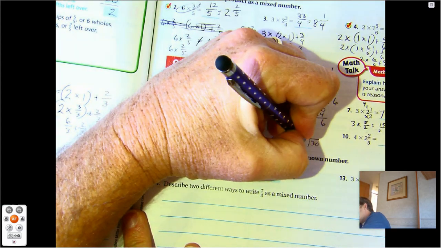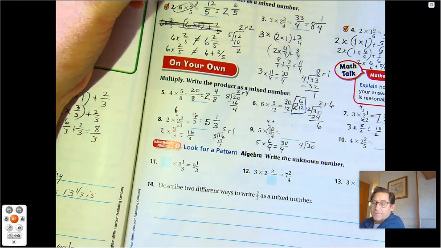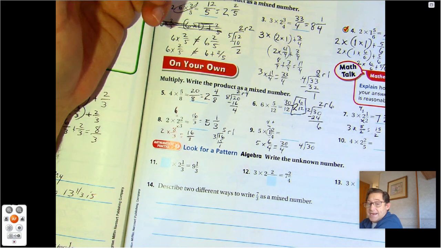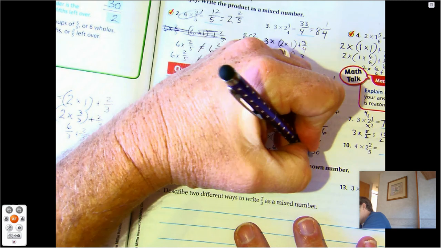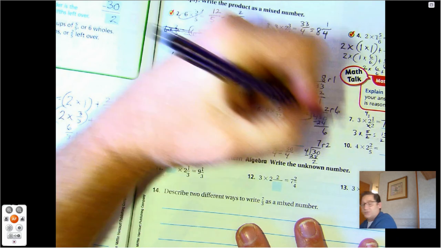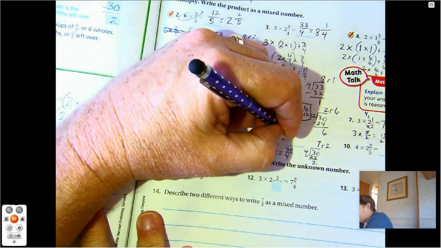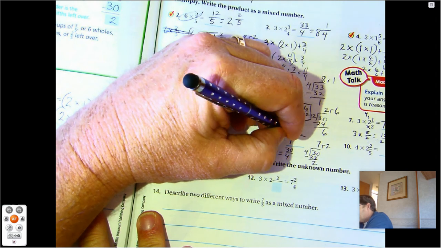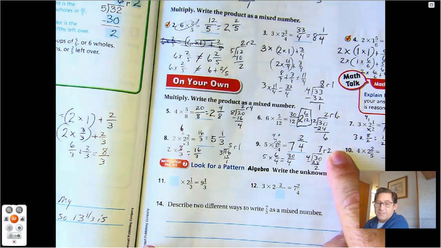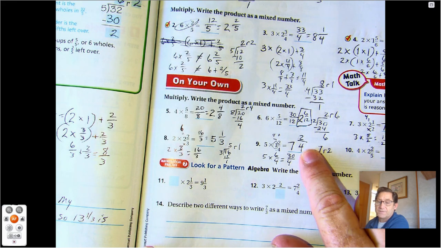Take 30 and divide by 4. How many sets of 4 can you take from 30? Well, the closest I can get is 4 times 7, because that's 28. So 4 times 7, 28. Subtract, we get 2. So 7, remainder 2. So as a mixed number, it would be 7 and 2/4. The remainder is the numerator. The divisor is the denominator. 7 and 2/4.